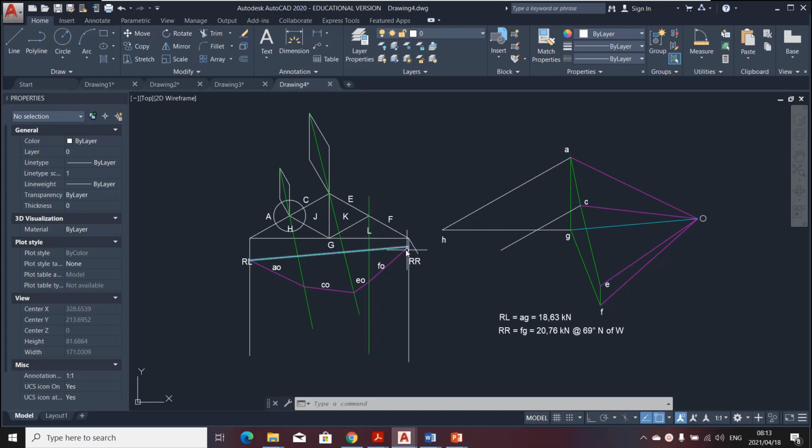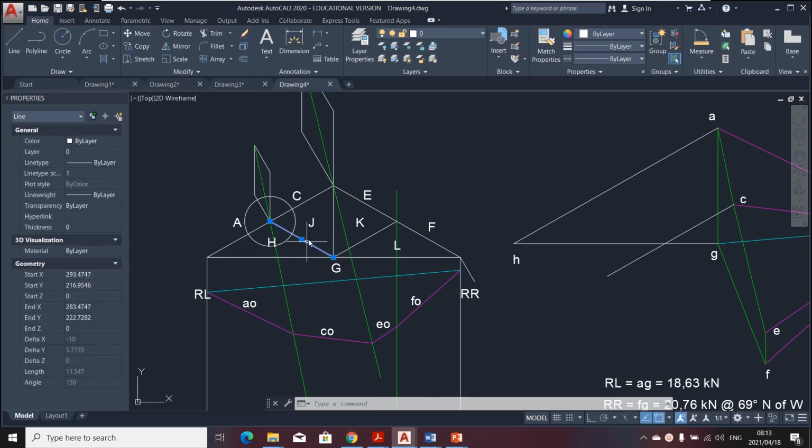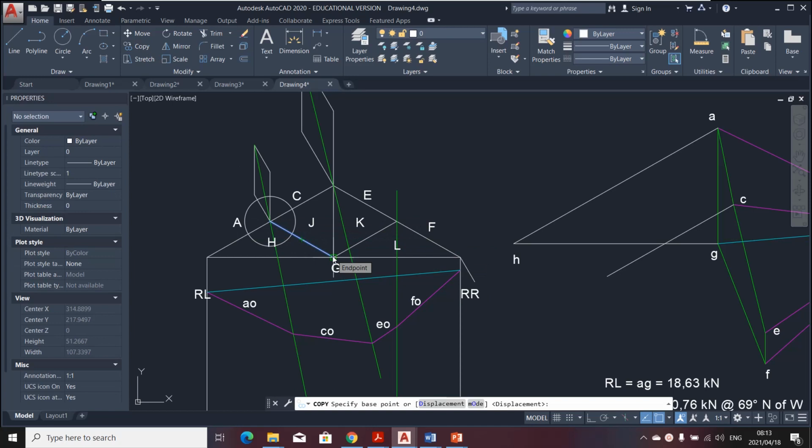And then I'm left with what? HJ. HJ is this member which is acting at an angle of 30 degrees as well. So where C and H meet, I'm going to have my J. So I'm going to offset this one now. Again, I'm going to offset. I do have H. All right, so I'm going to draw my line from H.